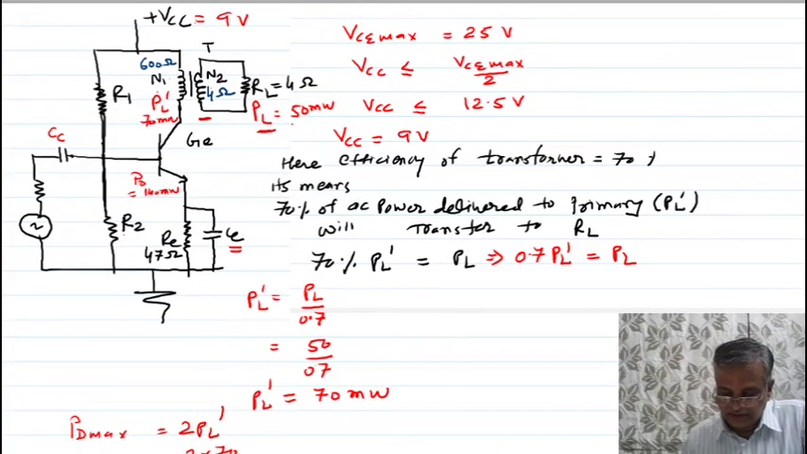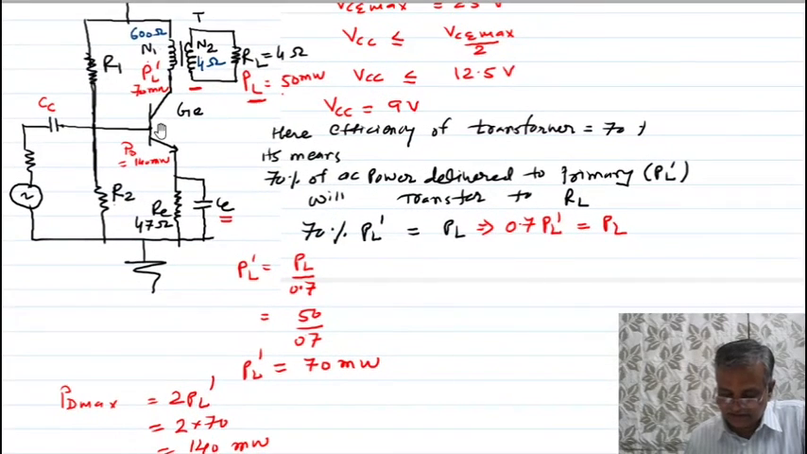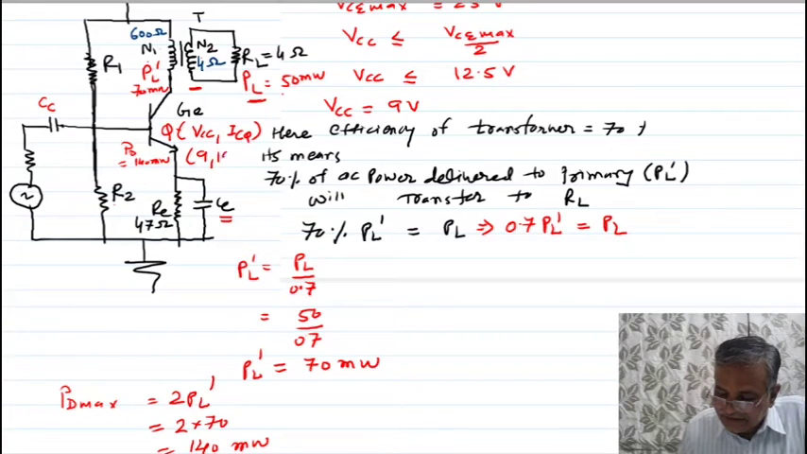So how much current is passing here? Here the current passing is nothing but 15.5. So what is your Q point? Your Q point is nothing but VCC comma ICQ. So your Q point coordinate is this much value.